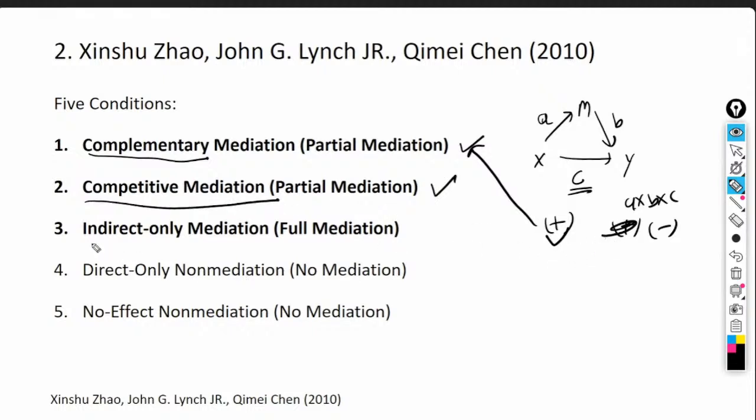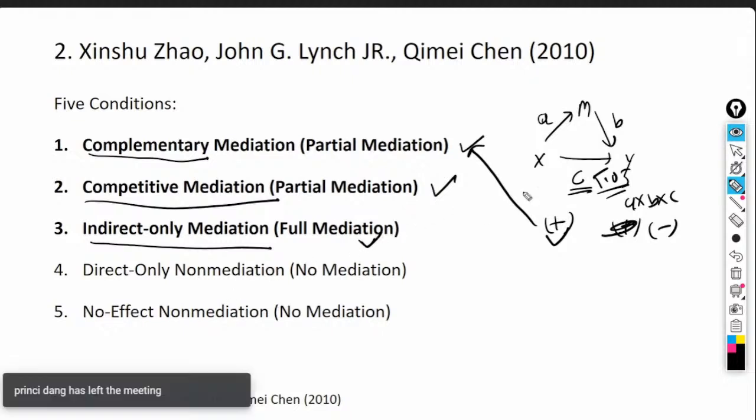Indirect only mediation means full mediation. Full mediation means the direct effect is not significant and the indirect effect is significant.